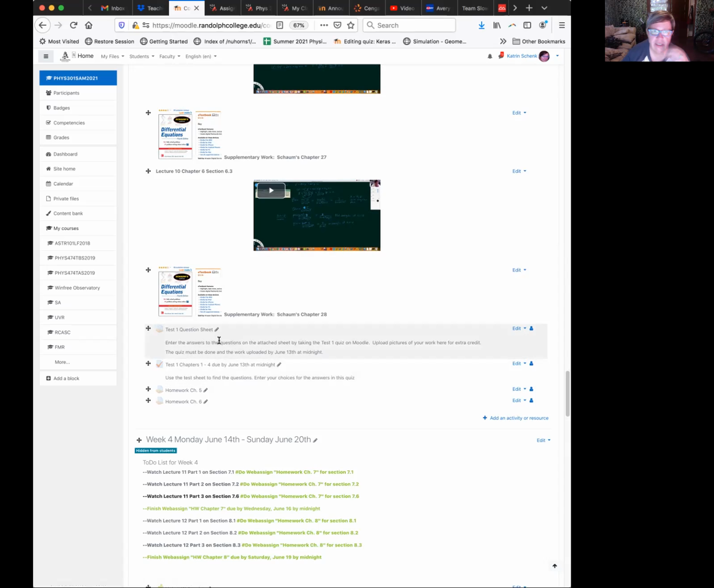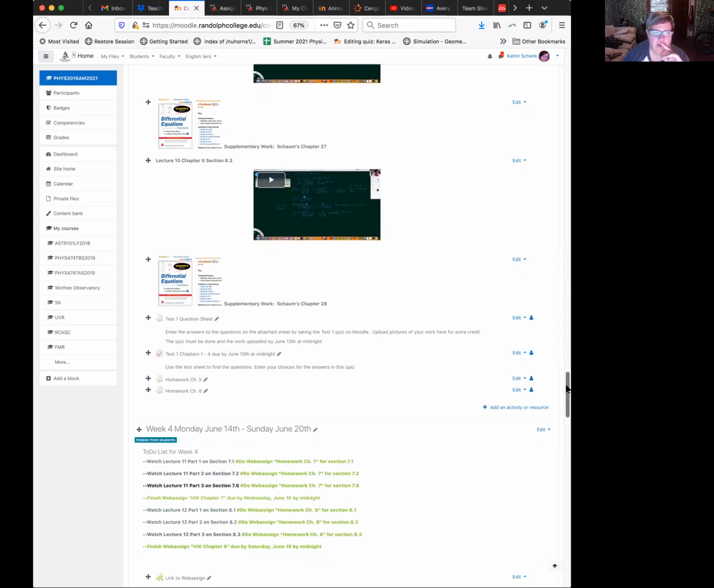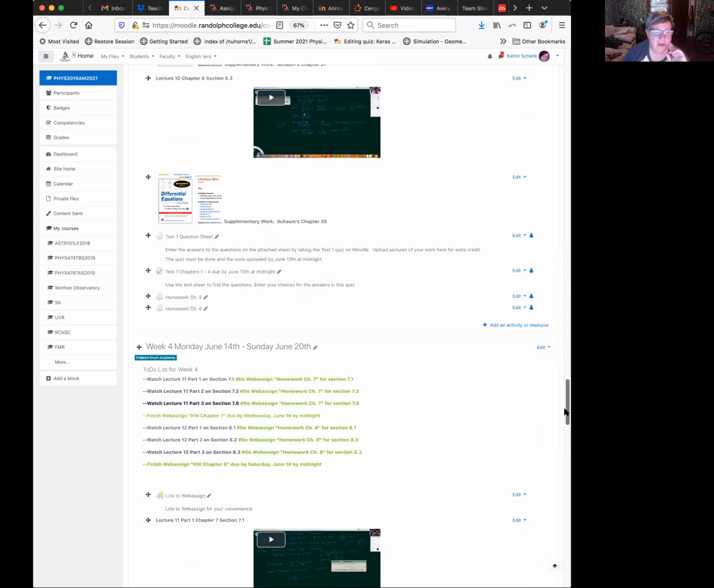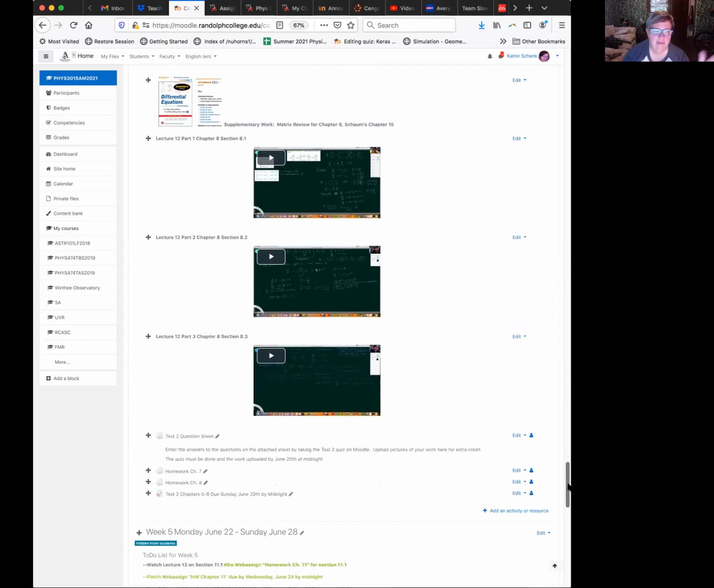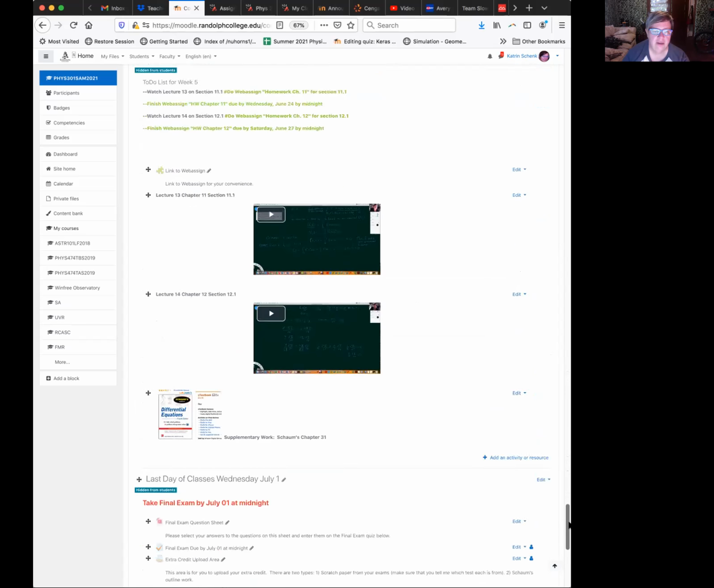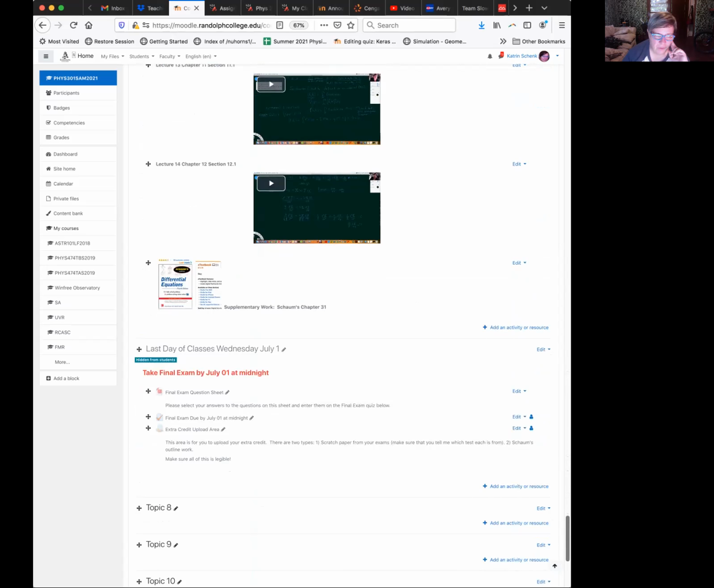So this is where the question sheet is, but you can also upload. That's what the little hand means. There's a place for you to upload things. Okay. And so both tests are going to be roughly like that format. And they're due by midnight of the day that they're due. And so that test will shut down. You won't be able to get in after that. Anyway, same kind of idea. There's another test here and another week. And then the final exam, which is due by July 1 at midnight. Okay, that's the last day of class.